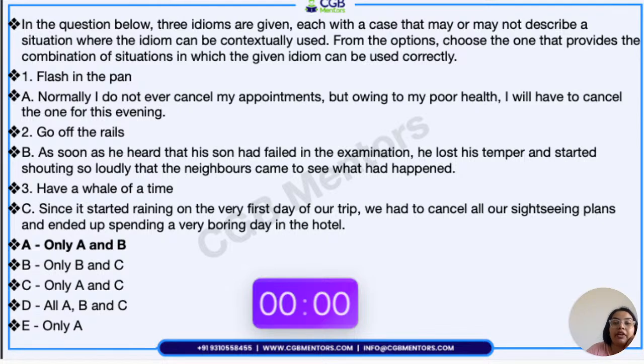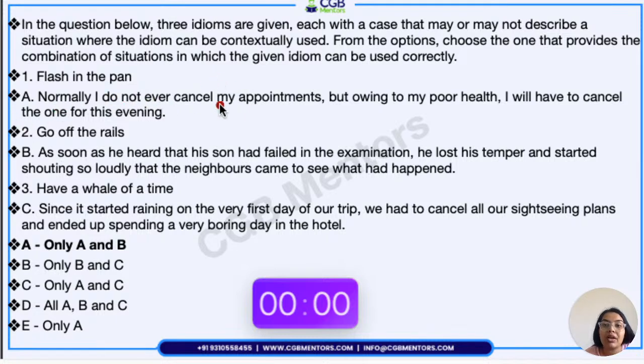A and B. So the question here is that you have 3 idioms and 3 cases. Choose the one that provides the combination of situations where we can use idioms. So the meaning of idiom should go well and correct with the case ABC. Flash in the pan. Now relate this one with the flash thing. Okay, something जो कि अच्छा चला, successful हुआ, but just like a flash it disappeared. Long run में successful नहीं हुआ.